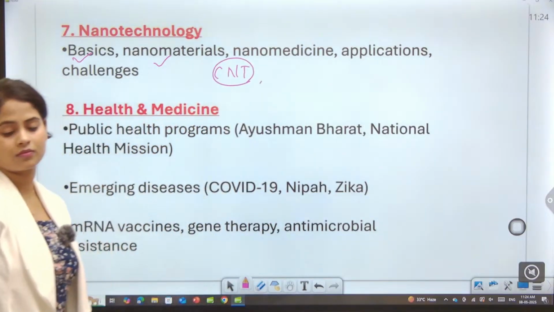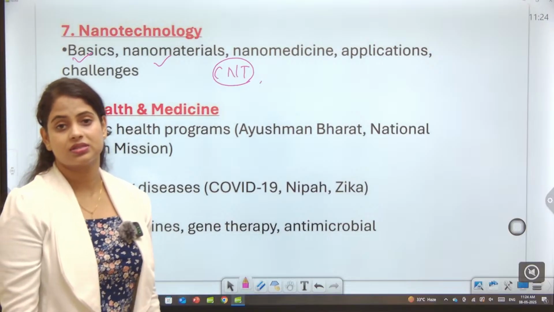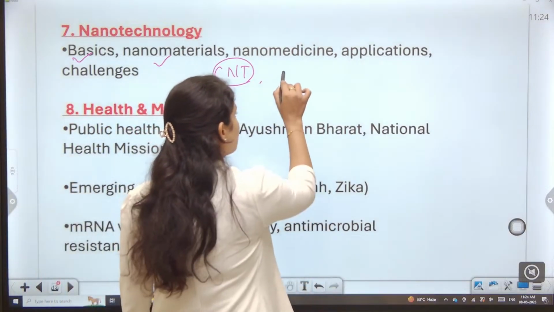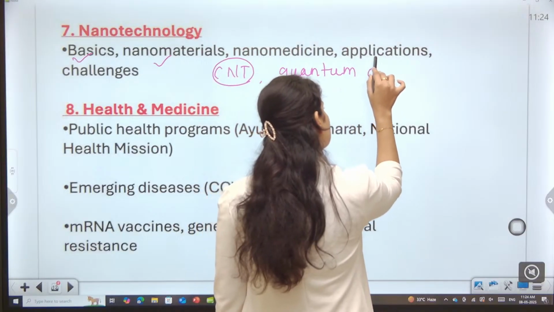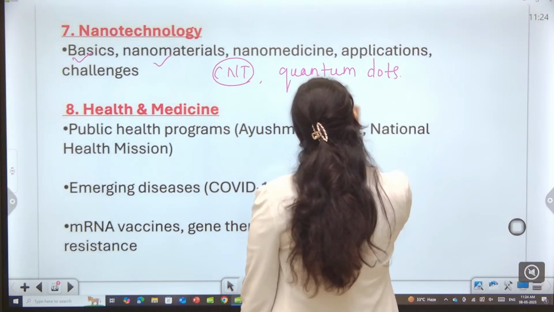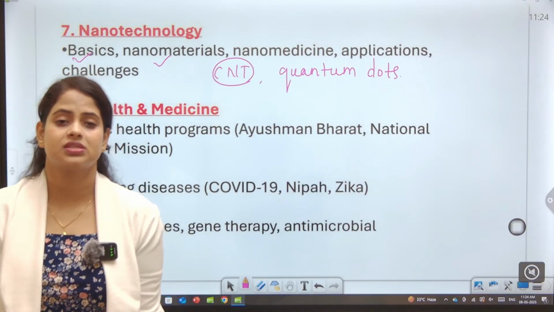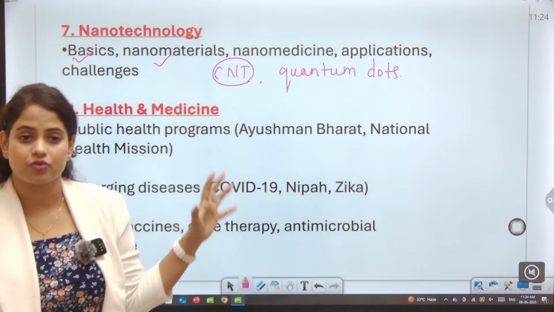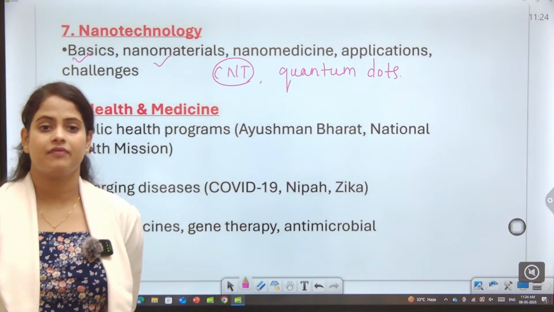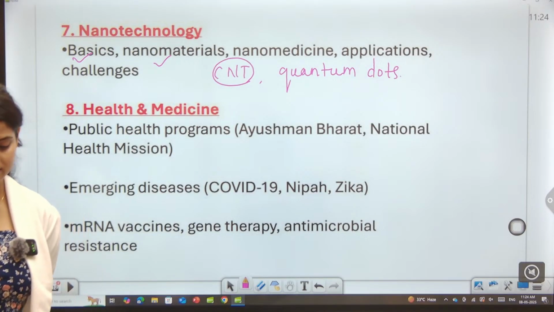And what are nano-ORIs, and the quantum dots. That is also important; you will read about the quantum dots. And the challenges we are facing in our day-to-day life regarding nanotechnology. We just have to have a look over the topics, the concerns, the queries.